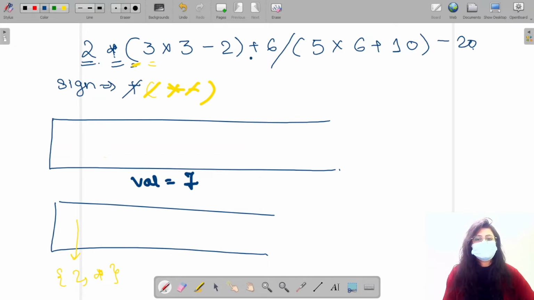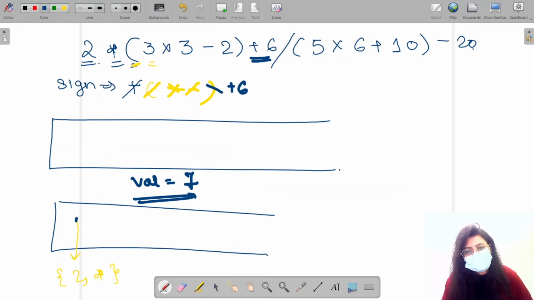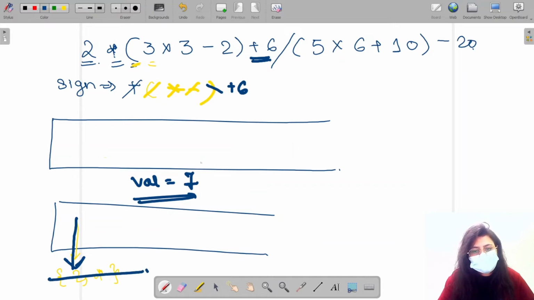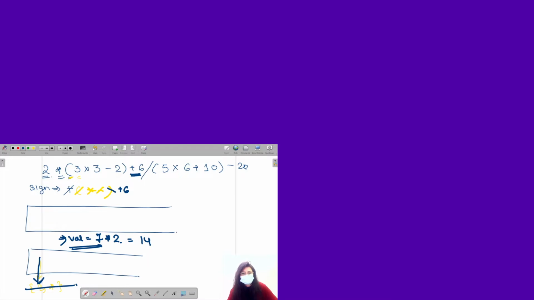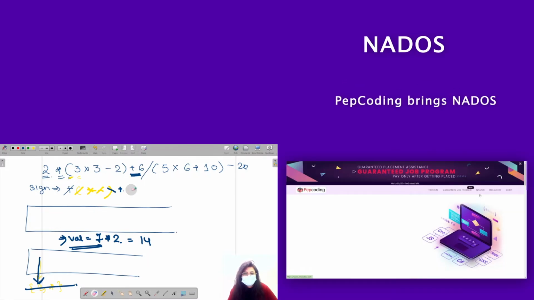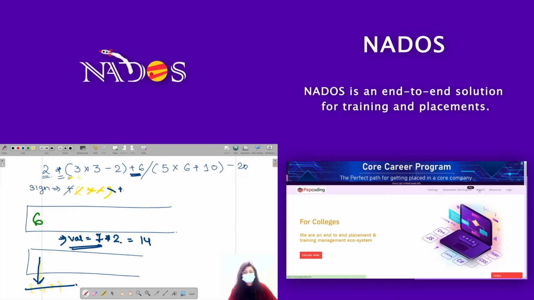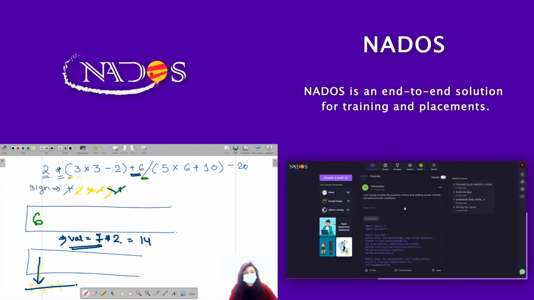So now plus operator came. Now the value, this restored parenthesis pair stack will be popped out and will be multiplied by 2 here. 14 will be the answer. This is stored in a value. Then plus came and we have 6 in the stack now. Then divide operator came, make it divide.